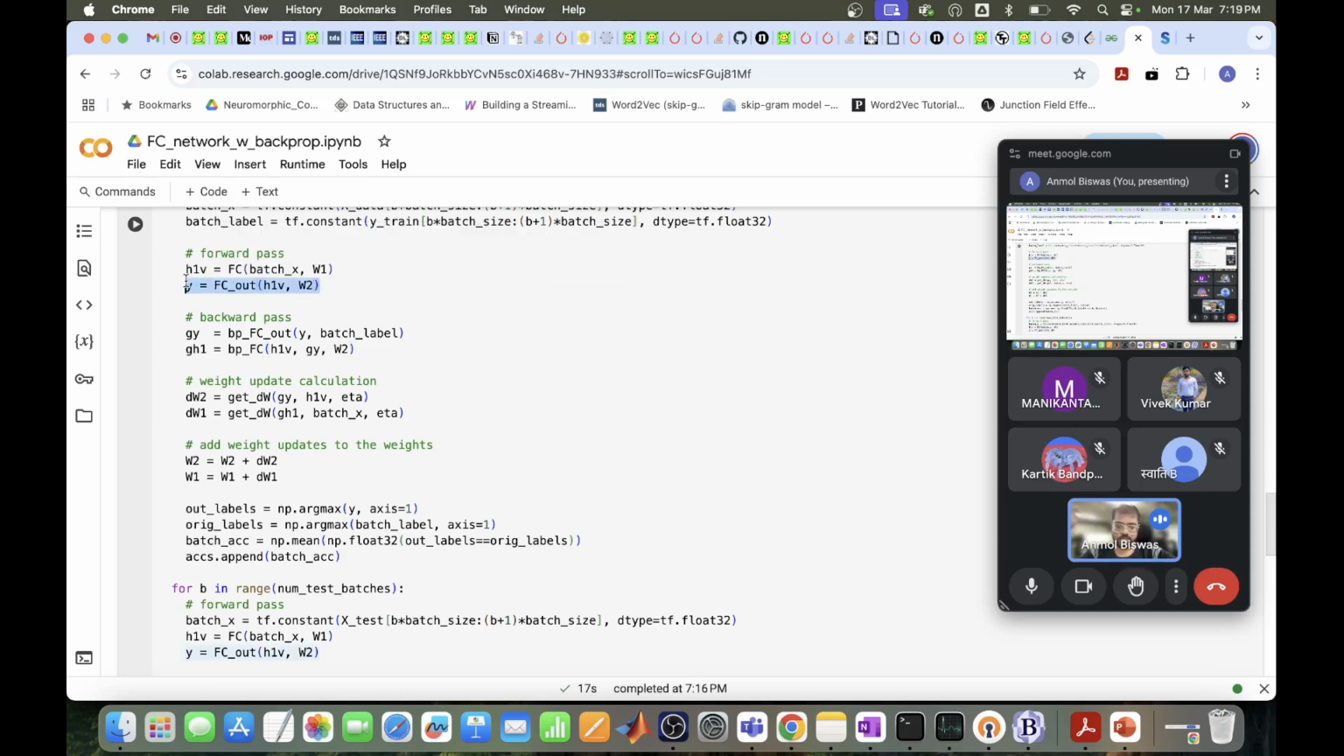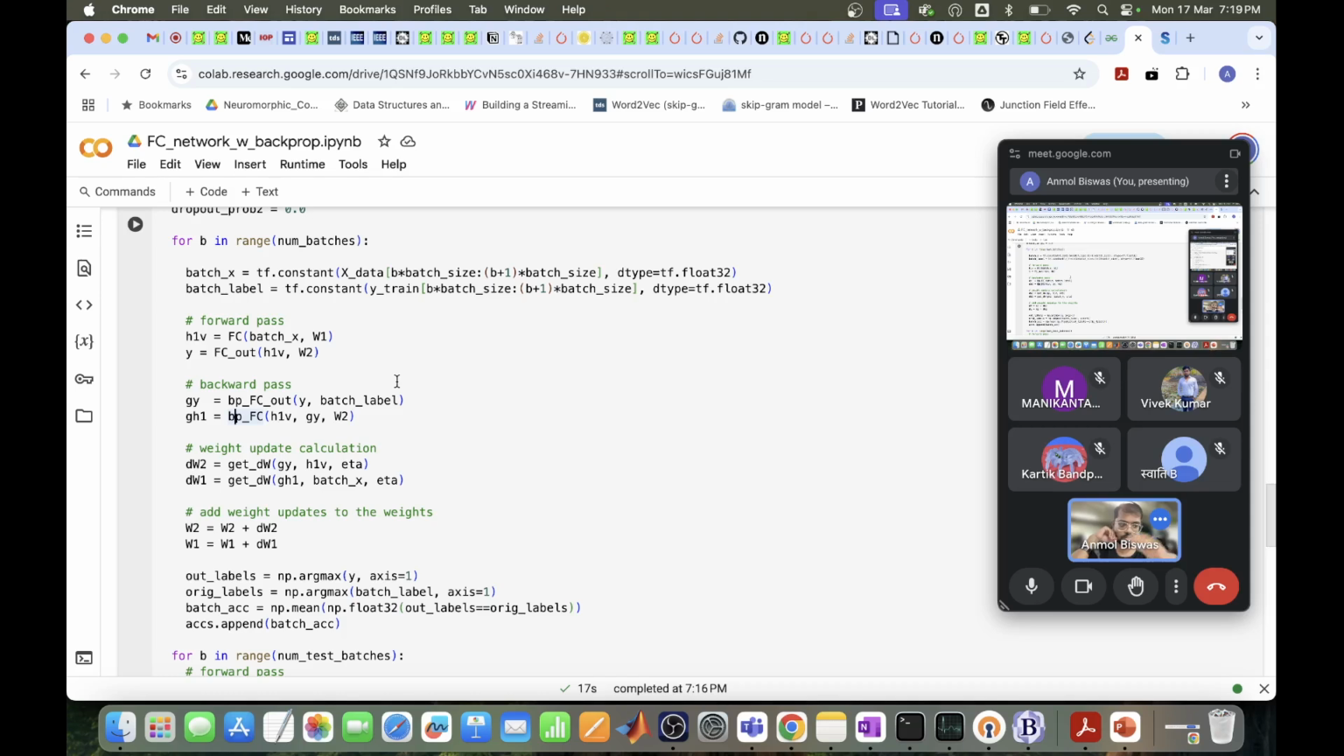So the forward pass obviously goes in one direction and the backward pass goes in the other direction. In the forward pass you get first layer, then second layer. In the backward pass you first get the backward pass of the output layer, so you get BPFC out first, and then the backward pass of the FC layer. For BPFC out you need this Y and the batch label. This will generate the gradient with respect to Y, and then you send it back further to get the gradient with respect to H1, which is the hidden layer. Finally, you do the weight update calculation, which again is just two steps because there are two sets of weights, W1 and W2. So you get W2, you do get TW.